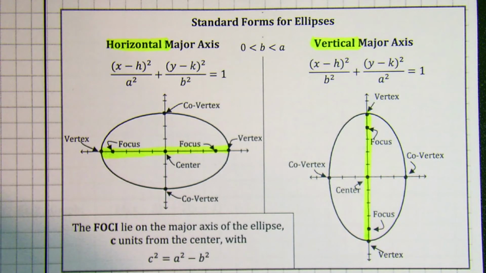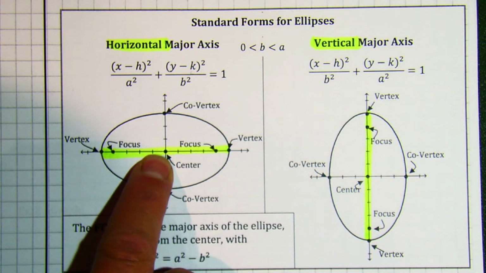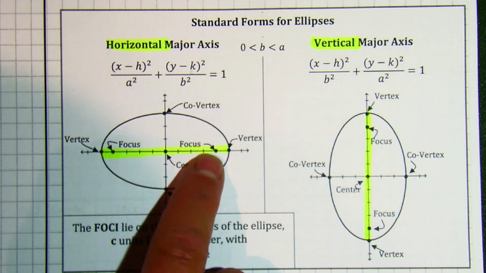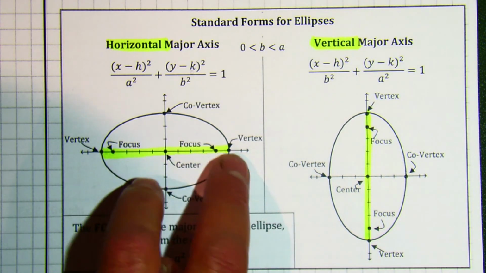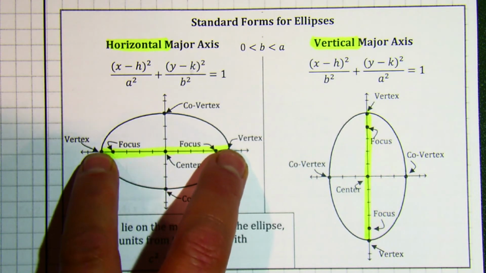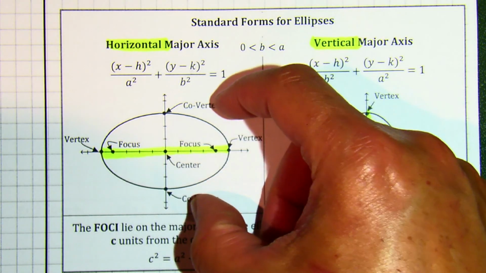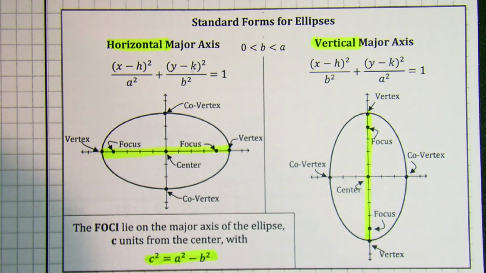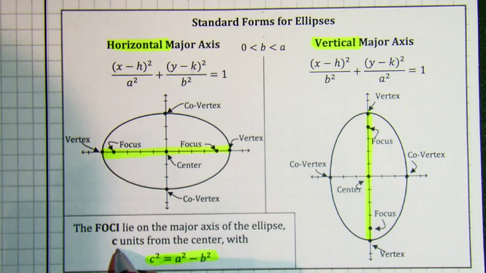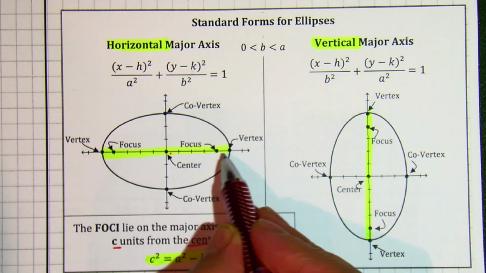One of the things I have to remember is that we have a center, one focus and another focus, or two foci. We have one vertex and another vertex, or two vertices, and then we have two covertices. A formula that you have to remember is that c squared is equal to a squared minus b squared, where c is the distance from the center to the focus.